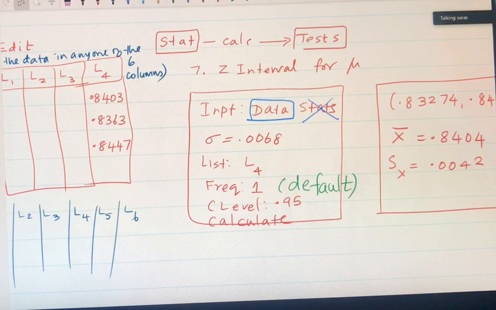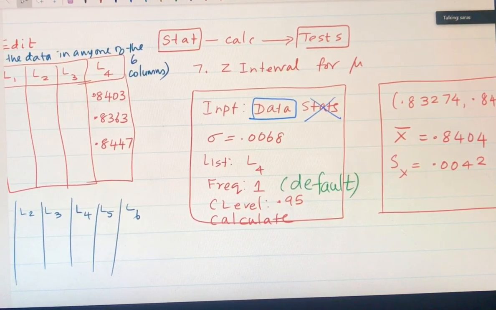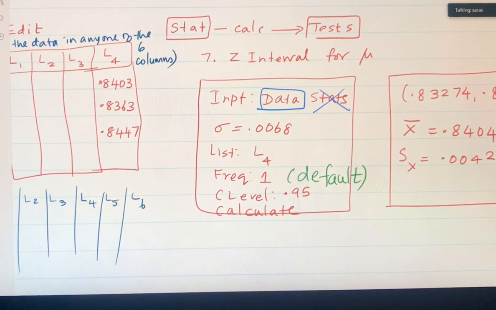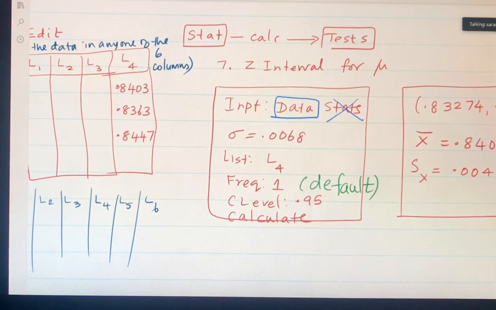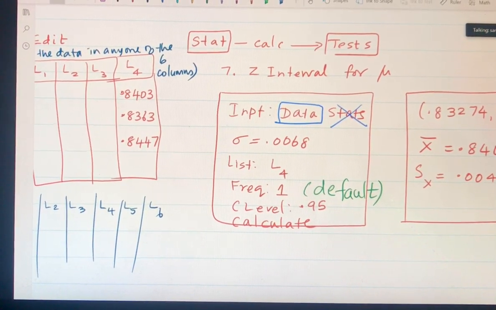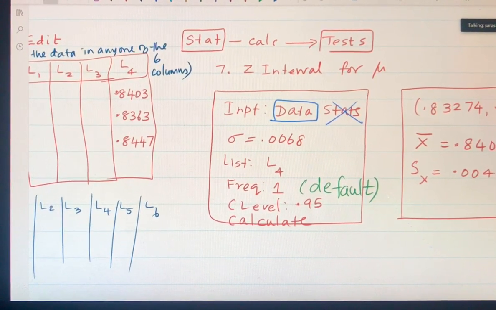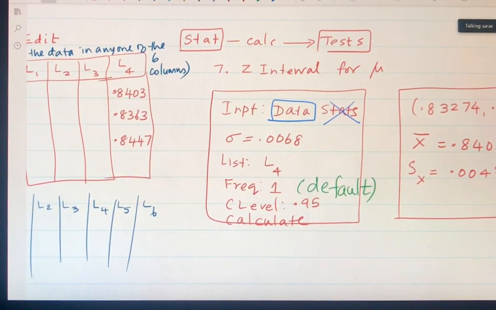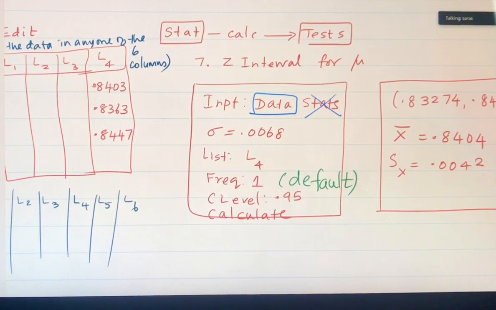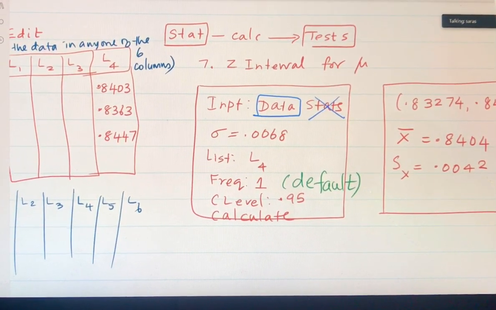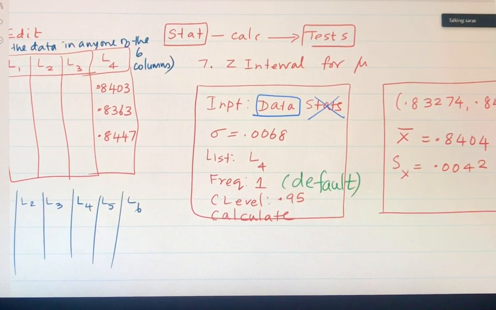Okay, so the sigma value can be 0.0068, and then it's going to ask where is the list or the data stored. In my case, I have it in L4. I don't know where you are going to have the data. So wherever you entered the data, second L4, all right? Because L1, L2, L3, L4 are given in blue color.